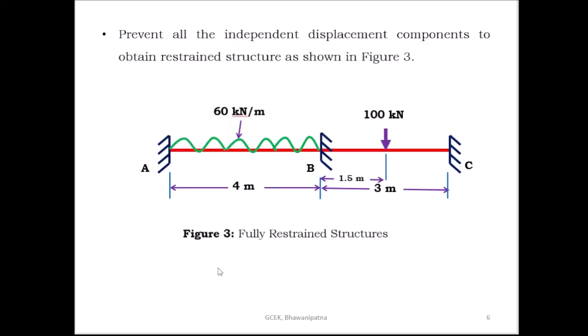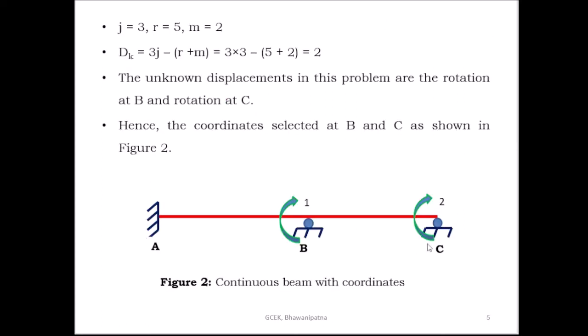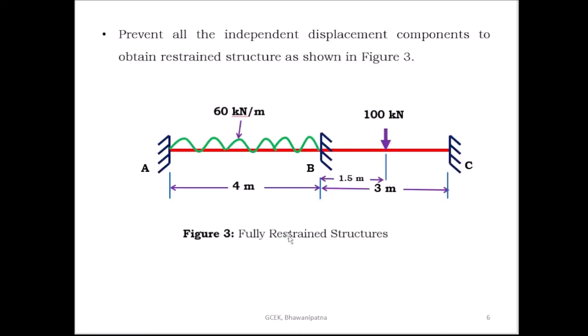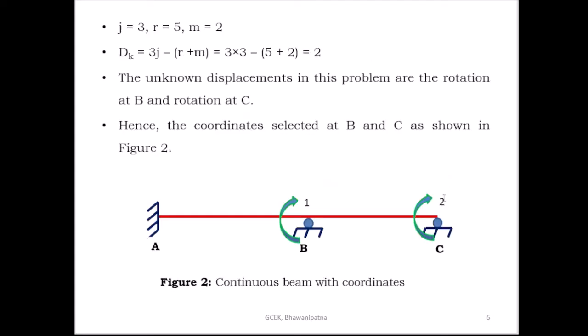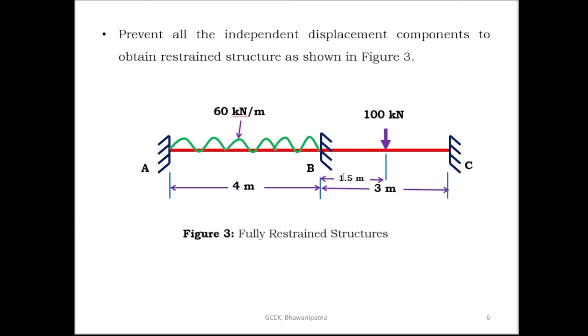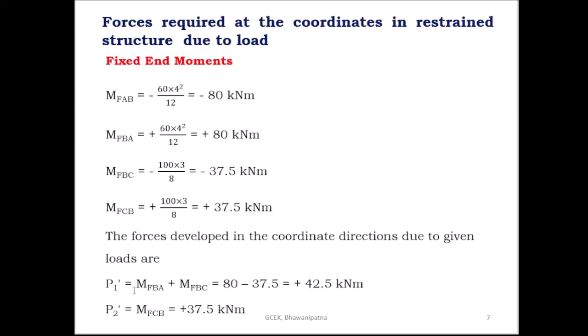Then find out the forces in the coordinate direction 1 and 2. So, P1 dash is equal to MFBA plus MFBC and P2 dash is equal to MFCB. P1 dash is equal to 80 minus 37.5, which is equal to plus 42.5 kilonewton meter. Then P2 dash is equal to MFCB, which is equal to plus 37.5 kilonewton meter.